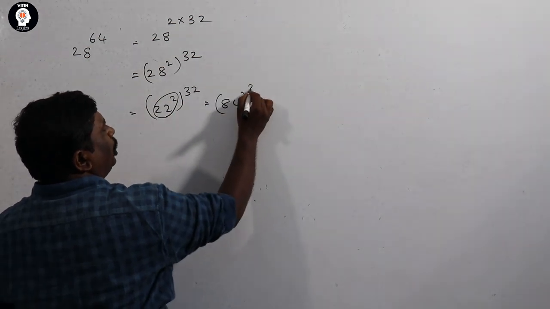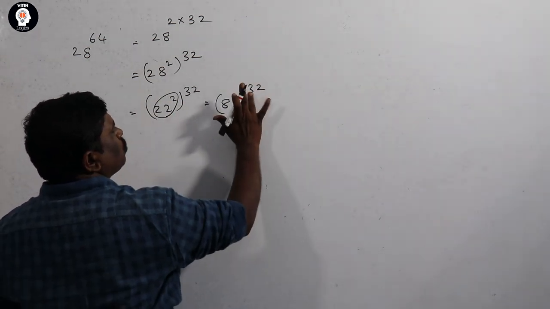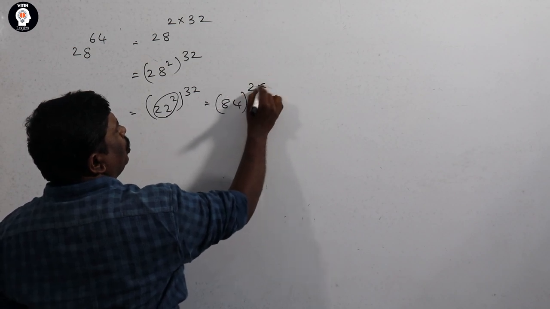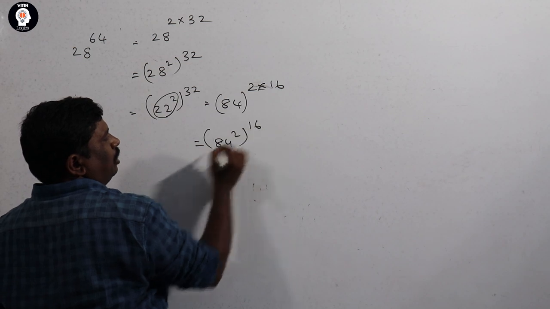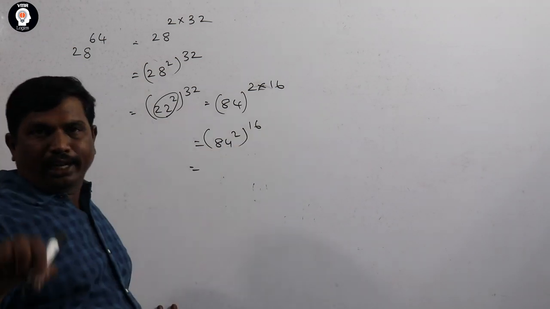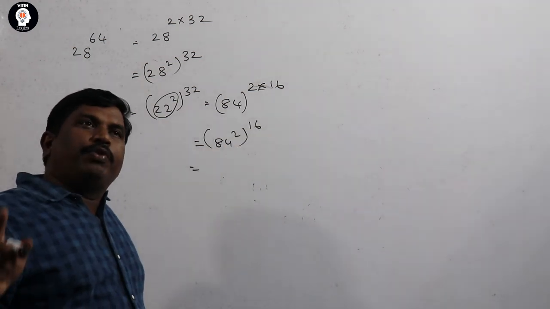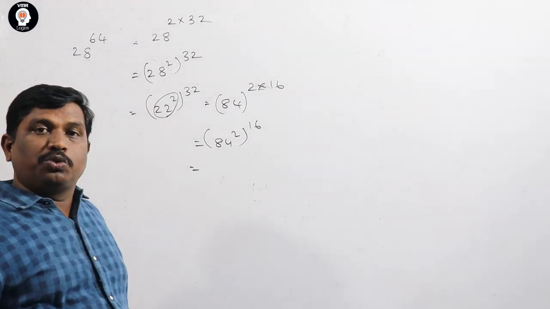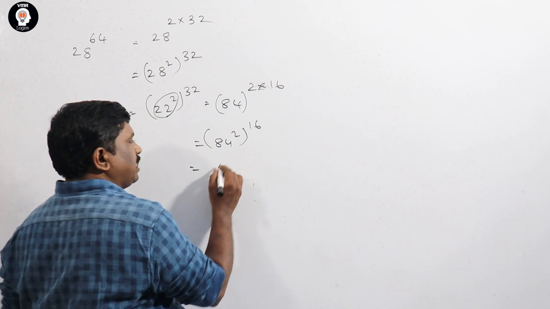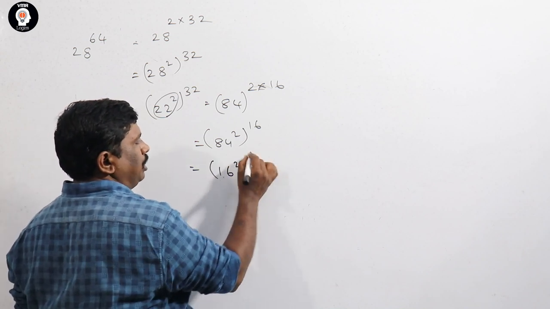And whole power 32 is there. This 32 I'm reading as 2 into 16, so this becomes 84 square whole power 16. Now tell me, do you know 84 square directly? No, don't know, no problem. For 84 square, 100 minus 84 is 16, so 16 square has the same last 2 digits. So this I'm reading as 16 square whole power 16.